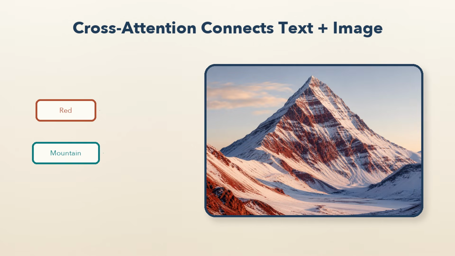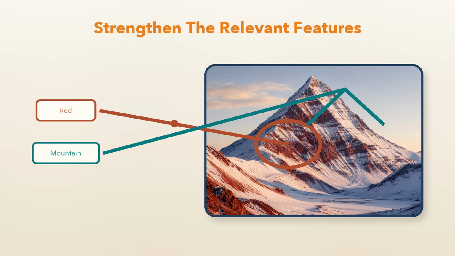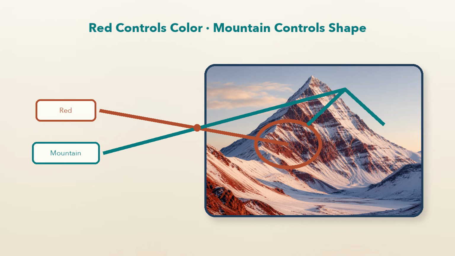The text information is connected to the image network through a mechanism called cross-attention. At each stage, the model compares parts of the noisy image with parts of the text representation. This helps it decide which visual features should become stronger. The word red can influence color, while mountain can influence shape and structure.